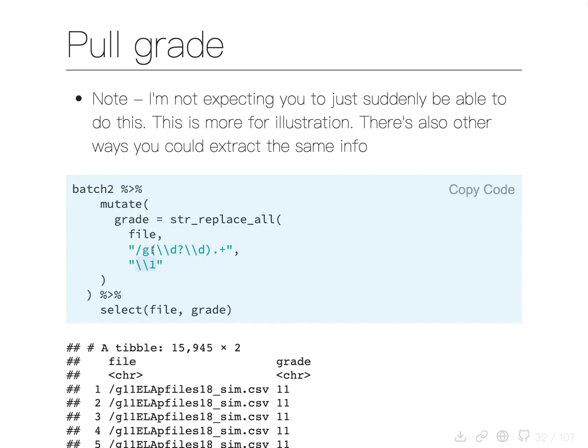But what I'm doing here is I'm saying, okay, so there's a slash, then a G, and then pull out some stuff after that, right? That's what this is, pull out some stuff. What I'm going to pull out is a digit.